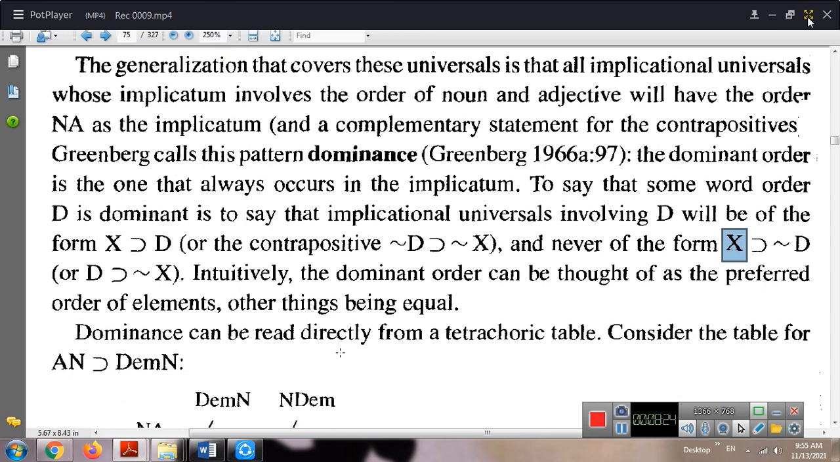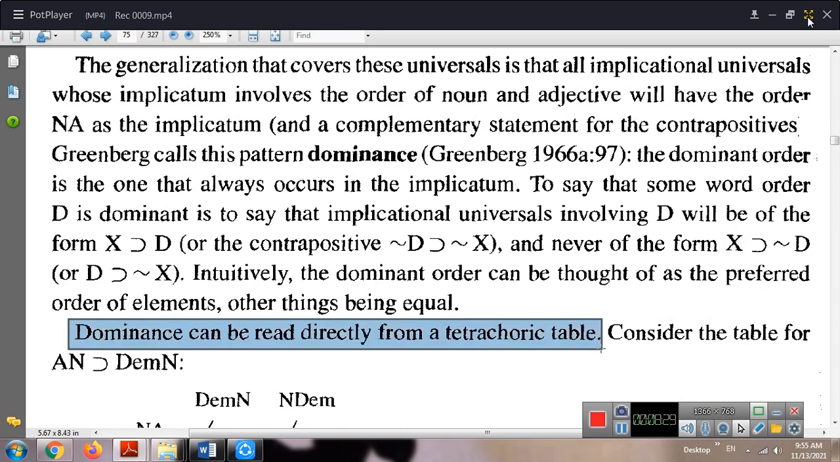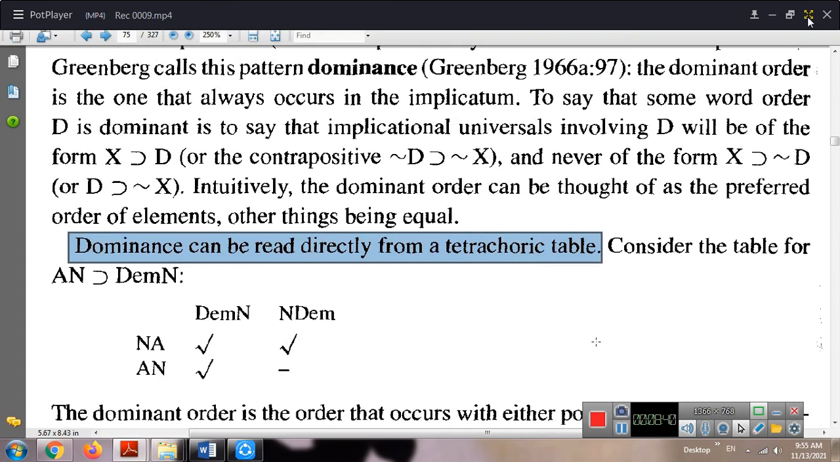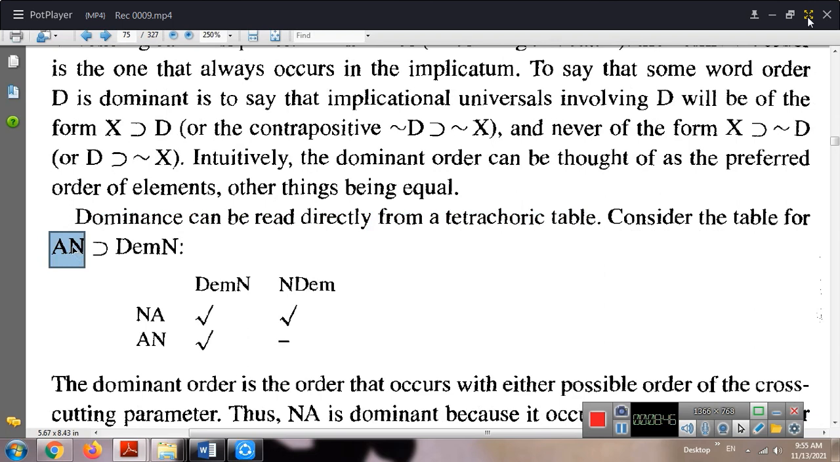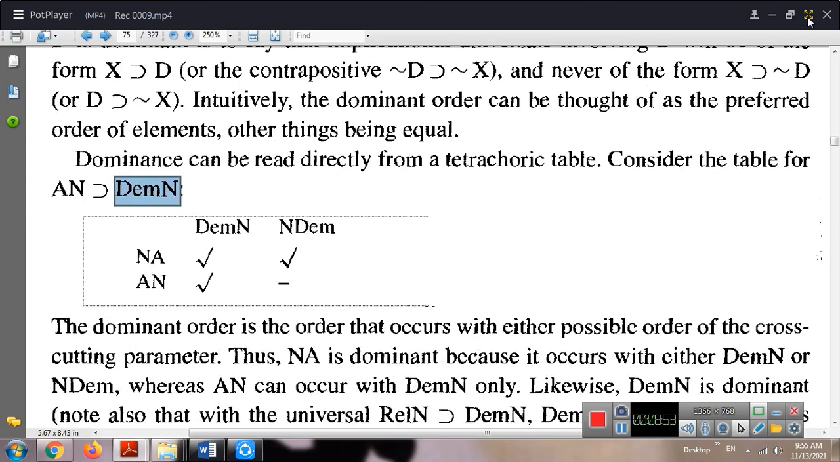Dominance can be read directly from the tetrachoric table. It is important. You should be able to read the dominance and to find the dominant order based on the tetrachoric table. Consider the table: if adjective-noun, then demonstrative-noun. Here we have a tetrachoric table. Please pay attention to this.